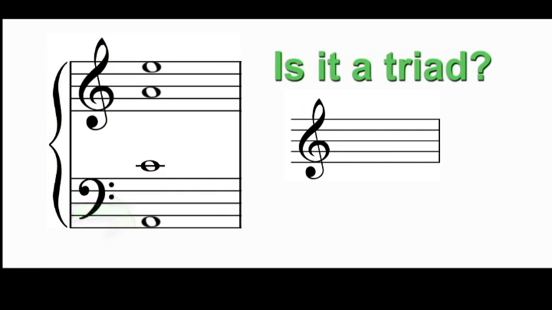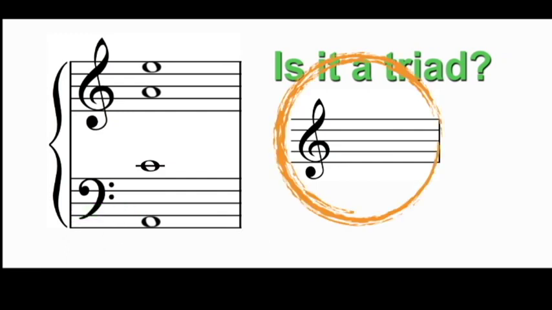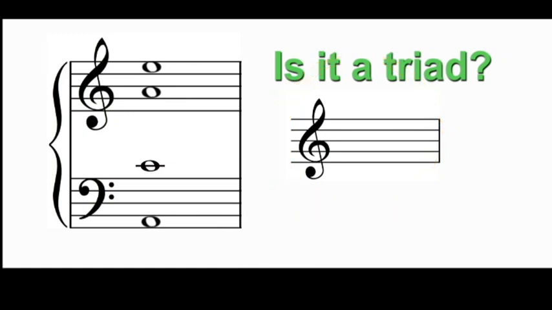Now, to make it convenient, I've added an extra staff over here on the right side to keep track of my notes. So I'm first going to move my A up to that second space on the treble clef, which is also an A. Now I'm going to look a third above that note. That note is a C. So I'm going to look at my chord to see if I have a C. And there it is.